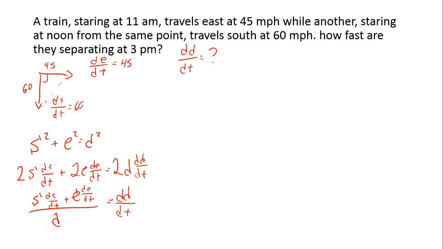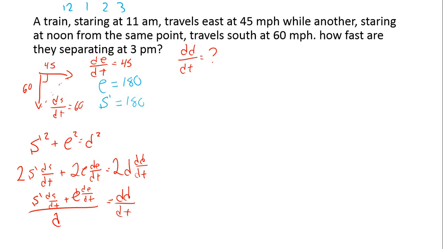Okay. Now, let's plug in our numbers. Well, what we have to find is, okay, well, what is S? Well, S is the one that's heading south. How far has it gone at 3 p.m.? Well, it started at noon, so it would be, from noon to 1, and then 2, and then 3. So that's 3 hours. 3 times 60 is 180, so it's gone 180 miles. And now the other one has gone 45 starting at 11, so 11, and then you go 12, 1, 2, 3, that's 4. So that means E would be 4 times 45, which is also 180. So they've gone the same distance, okay, just in different directions.